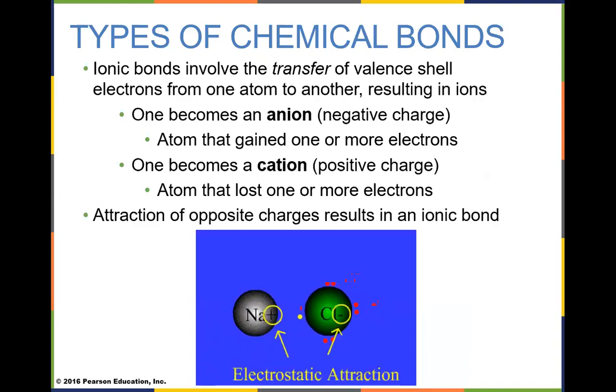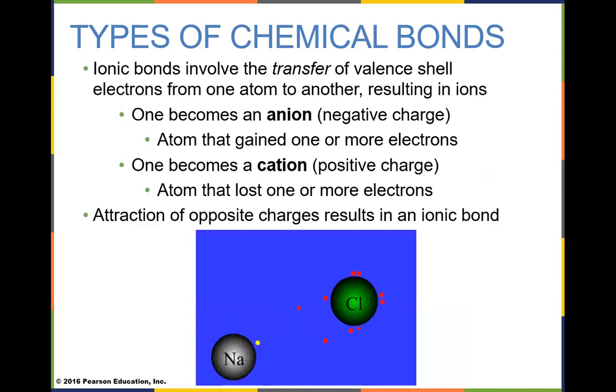Sodium gives up one, chlorine takes it. And now we have what's known as an anion and a cation. If the atom becomes negative, it's called an anion. If it becomes positive, because it's lost an electron, it's called a cation.